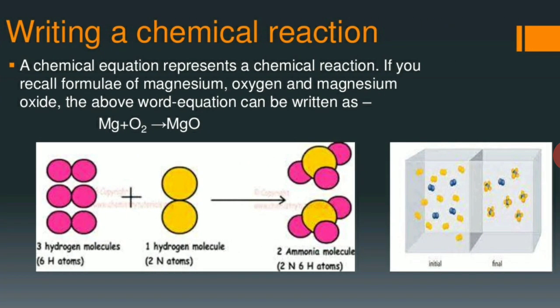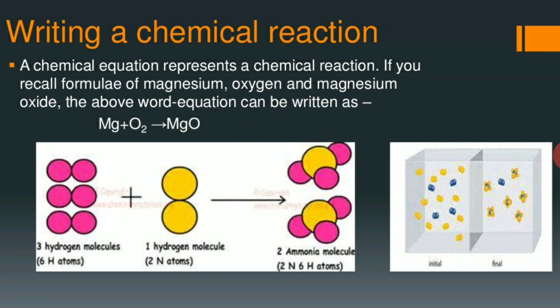What do you mean by a balanced chemical equation? Before understanding that, we can take an example of magnesium. As we discussed, there are different methods to represent a chemical reaction. First of all, word equation. In a word equation, we are simply using words. For example, magnesium plus oxygen gives magnesium oxide. We represent it in words.